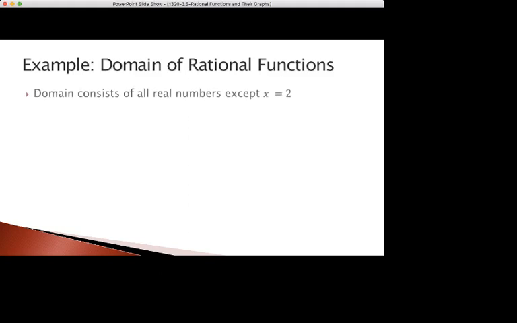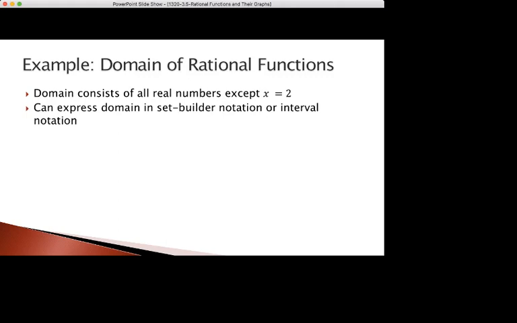Now, there are two main ways to write down the domain. We can express the domain in set builder notation or in interval notation. So let's take a look at both of those. First up, set builder notation. For set builder notation, we say that the domain of f is equal to the set of all x in R such that x is not equal to 2. Straightforward, concise.